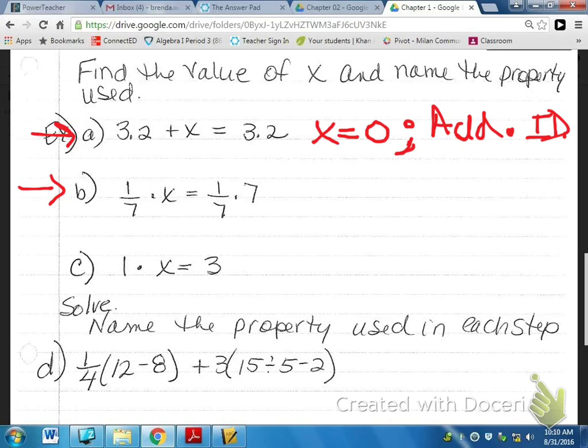B. 1/7 times blank equals 1/7 times X equals 1/7 times 7. What would go in place of X in order for that to be equal? Tora? 7. And what property would that be? No, it's 1/7 times 7 equals 1/7 times 7. The left-hand side equals the right-hand side. What property is that?